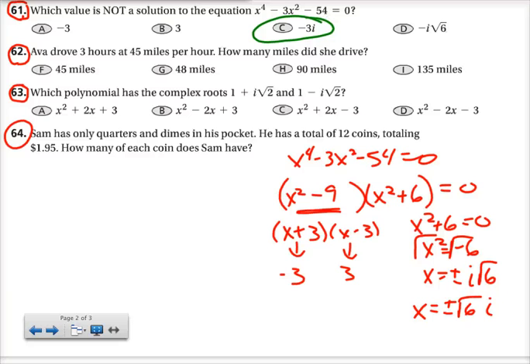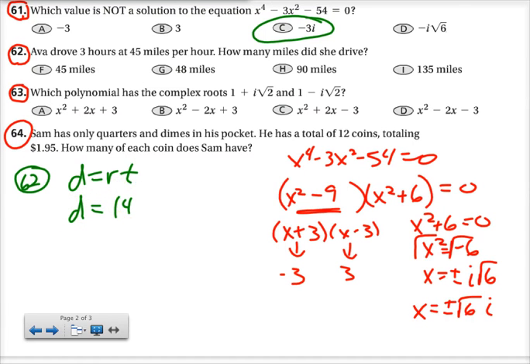Number 62 says Ava drove 3 hours at 45 miles per hour. How many miles did she drive? I hope none of you ever forget that little formula, distance equals rate times time. And that's the reason I had this in the review problems here.